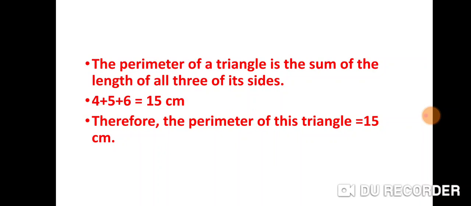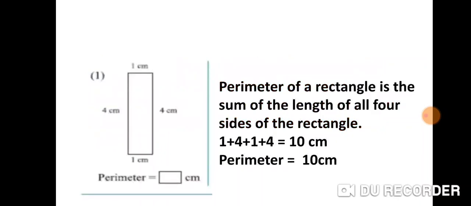Therefore, the perimeter of this triangle is 15 centimeters. Now we'll move ahead towards our exercise. We have given you an image here of a rectangle. Now there are four sides we see of the rectangle, out of which two sides are always the same in measurement. The perimeter of a rectangle is the sum of the length of all the four sides of the rectangle.